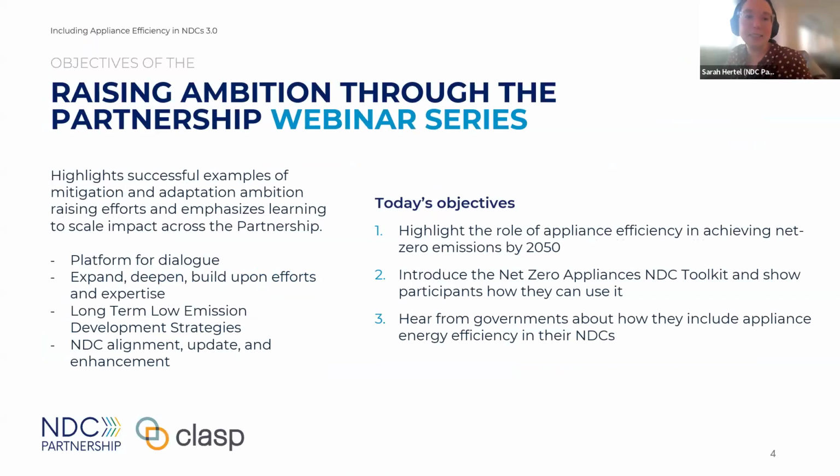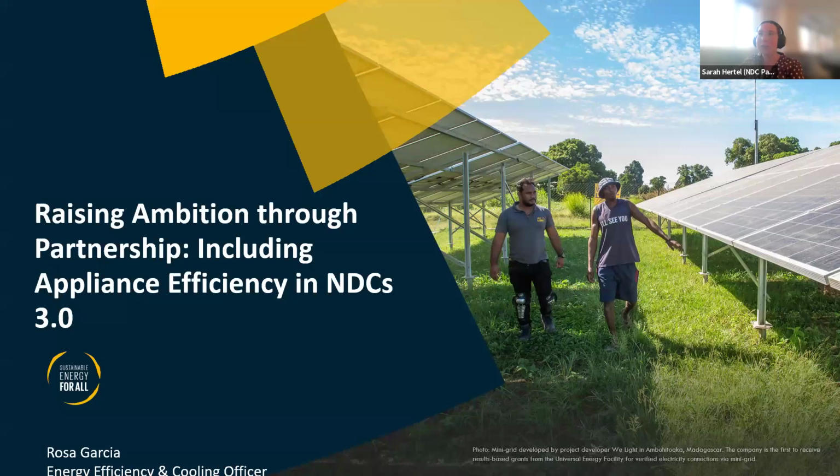As I said, the webinar series has been running for the last couple of years, and the webinar we will be hosting today is on appliance efficiency, with the hope that we will highlight the role of appliance efficiency in achieving net zero emissions by 2050, introduce the Net Zero Appliances NDC Toolkit from CLASP and show how it can be used, and also hear from governments about how they will include appliance energy efficiency in their NDCs. And with that, I will turn to my colleague Rosa Garcia from SE for All, and will allow her to begin her presentation. So Rosa, please.